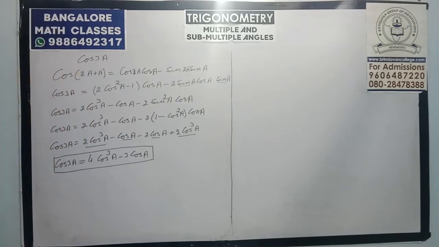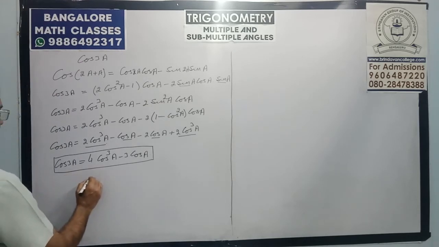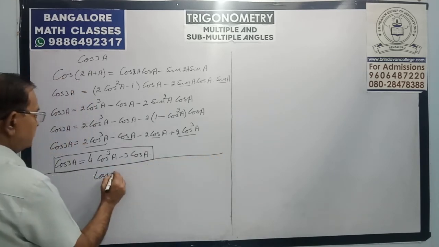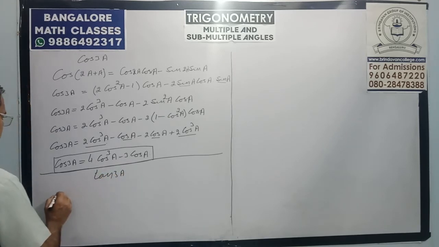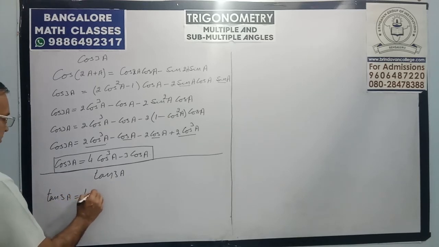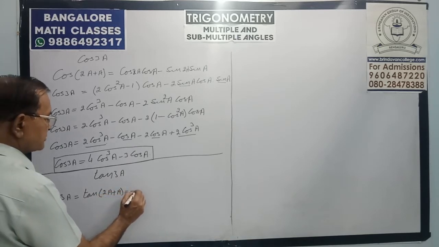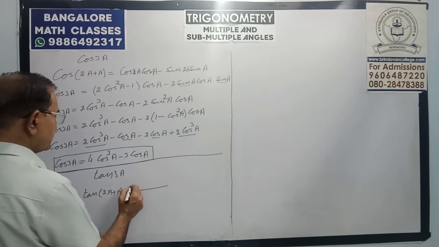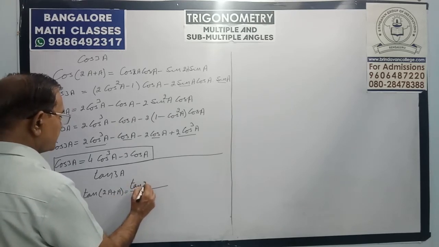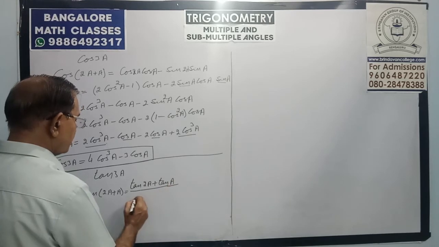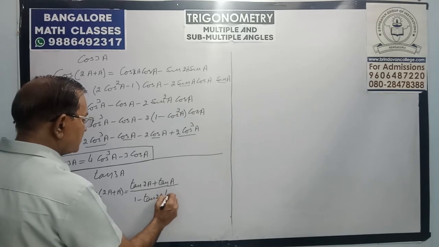Now come to the identity for tan 3a. Tan 3a, put it as tan(2a + a). So use the identity of tan(a + b): tan a plus tan b over 1 minus tan a tan b.